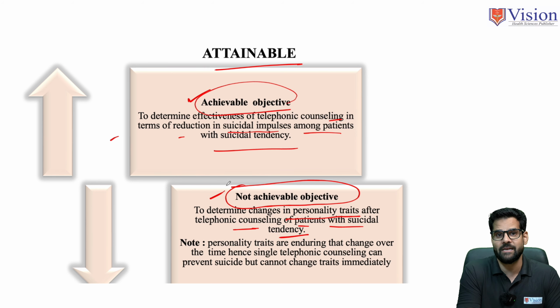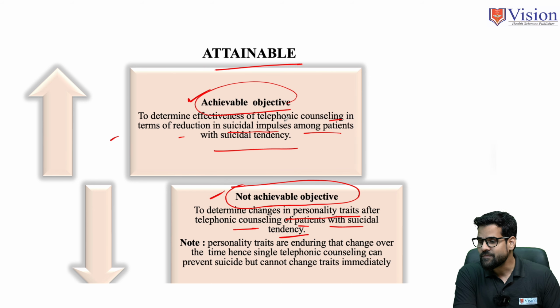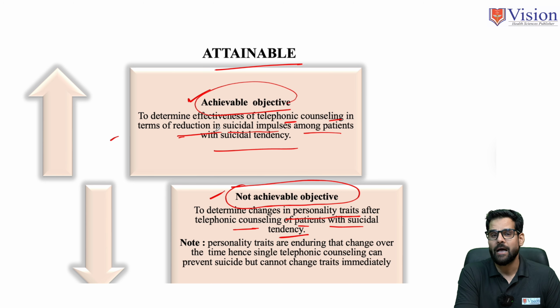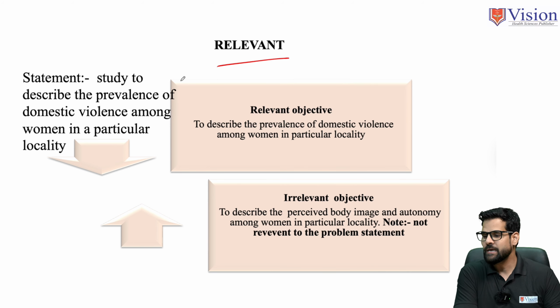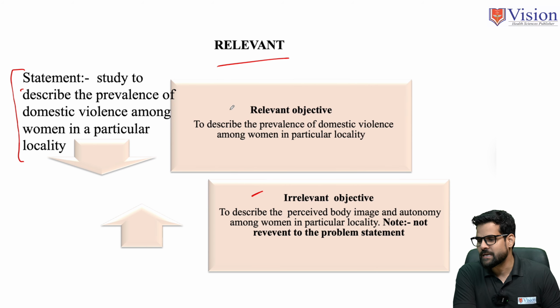It is not achievable that with one counseling you can change someone's personality. But one thing is attainable: with telephonic counseling you can reduce the suicidal impulses or tendency among the patients. So that becomes an achievable one. Okay, so the next is relevancy. If you look at the relevancy for this particular statement, a study to describe the prevalence of domestic violence among women in a particular locality. This is what you want to study. Now, what is an irrelevant objective, or first, just see the relevant objective?